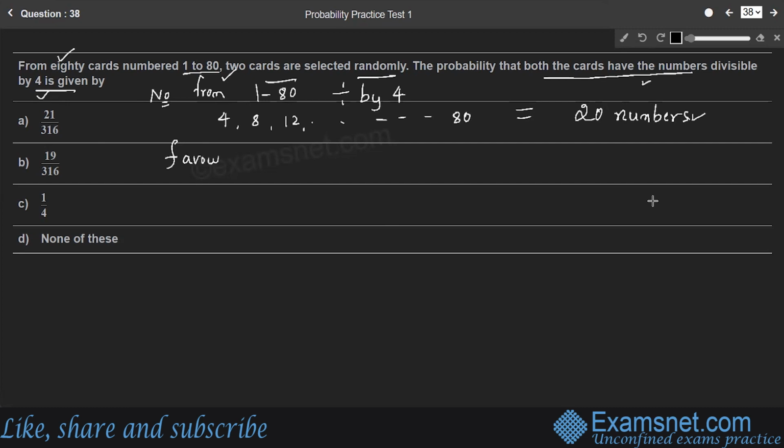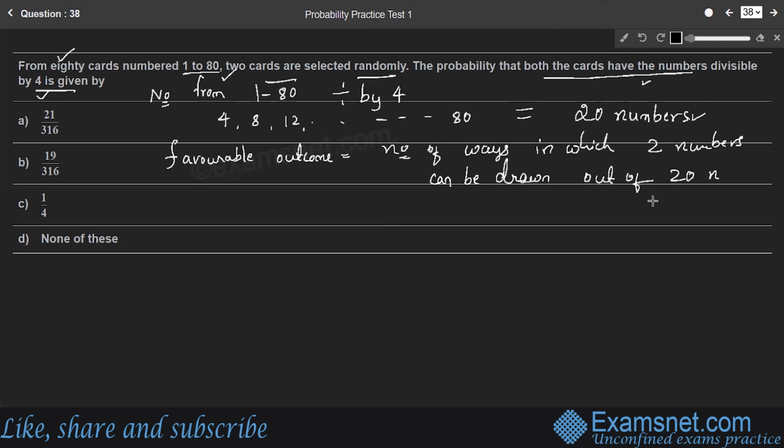Here, the favorable outcome is nothing but the number of ways in which two numbers can be drawn out of 20 numbers, right? So it is nothing but 20C2. Simplify it, which is factorial 20 divided by 2 factorial into 20 minus 2 factorial.